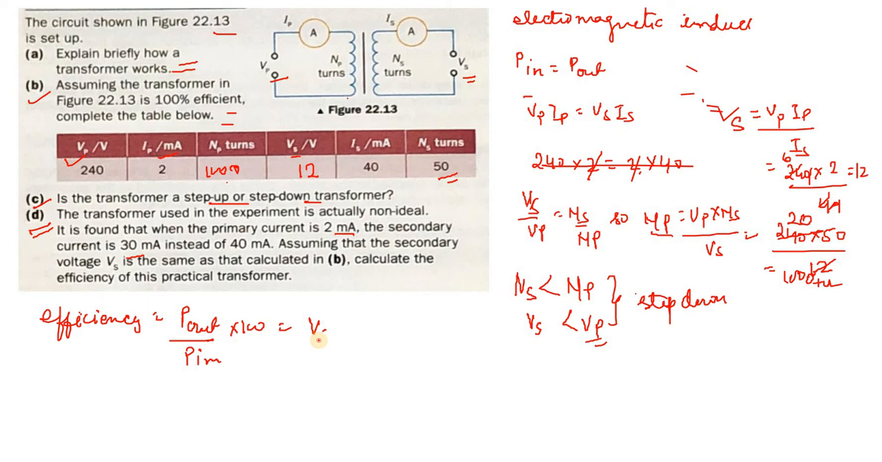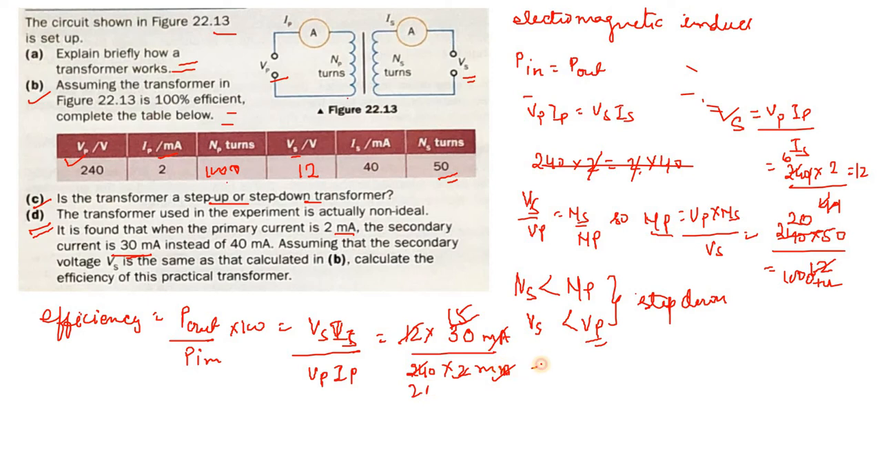How much is out? P is equal to VI, so Vs Is divided by Vp Ip. So Vs was 12, Is was here based on this data 30 instead of 40, so 30 milliampere. I'm not writing milliampere because this is anyway going to cancel out, divided by 240 into 2 milliampere. So cancel out, this will be 15, this will be 20. And obviously if you want to show it in percentage, you have to multiply with 100. So if you solve this part, you will get around 75% efficiency.